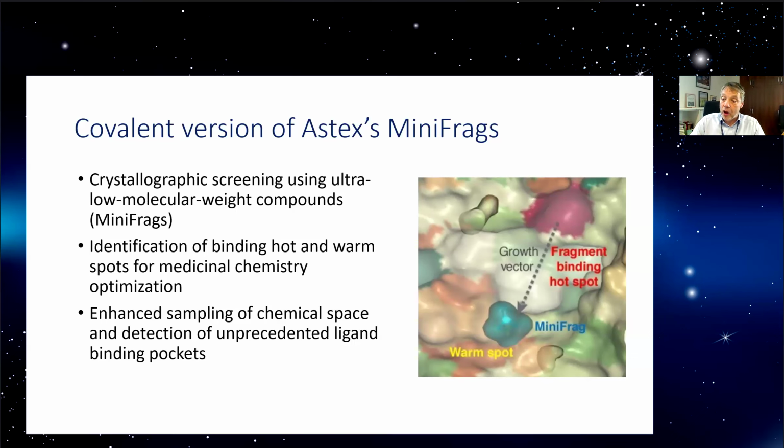And therefore, these warm spots could be used for identification of the growth vector, and it would provide a more straightforward optimization of the fragment bound to the original hotspot. On the other hand, it is pretty important that just because of the ultra-low molecular weight of these compounds, they provide enhanced sampling of the chemical space, and they also demonstrated that these very small fragments are able to detect unprecedented ligand binding pockets on the surface of the protein target. So we think that most of these advantages already demonstrated for the non-covalent version of the original MiniFrags will be valid for the covalent version as well.